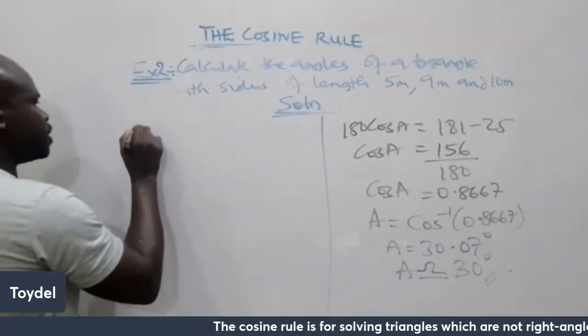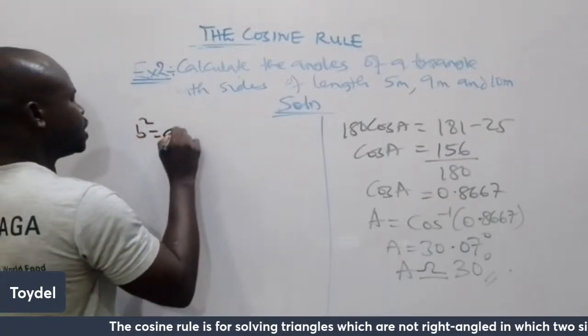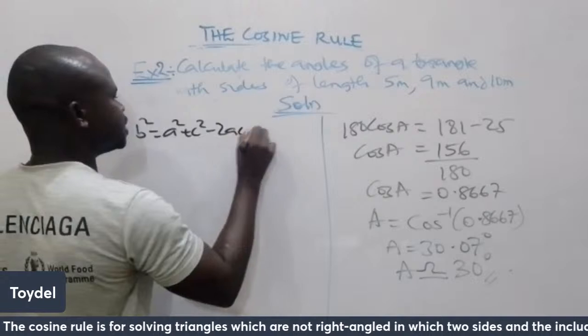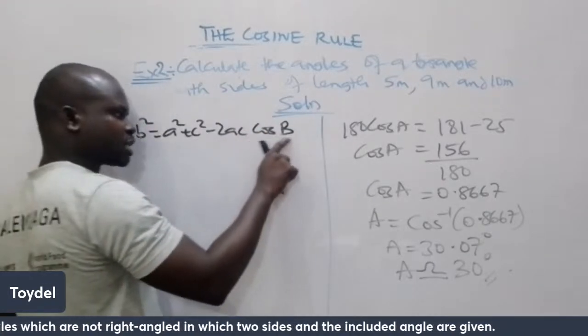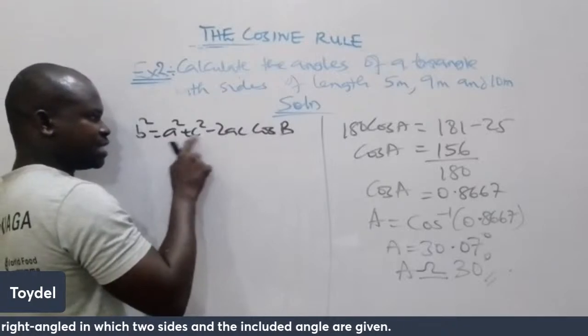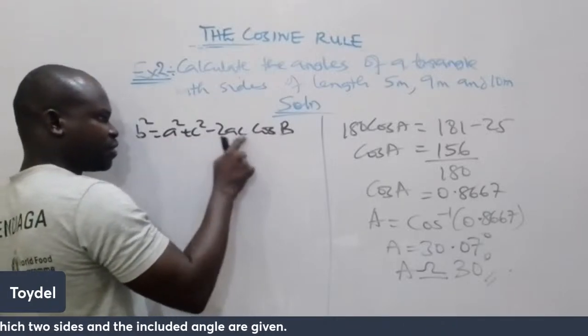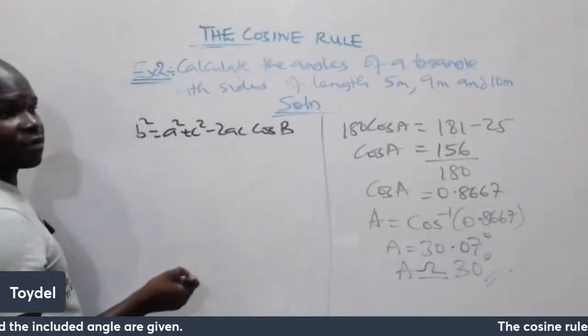Let me continue with the cosine rule, because we are under cosine rule. So I'll introduce b squared equals a squared plus c squared minus 2ac cos B. This formula is very simple. If you have B here, automatically you have cos B here. Then it's a and c that will be here, then minus 2ac. The formula is very simple and straightforward.